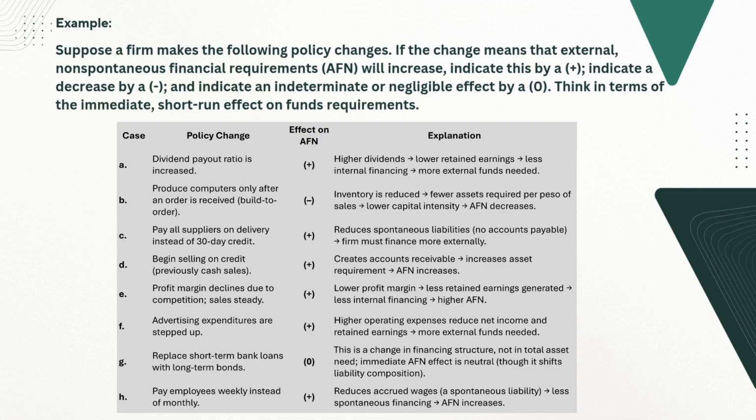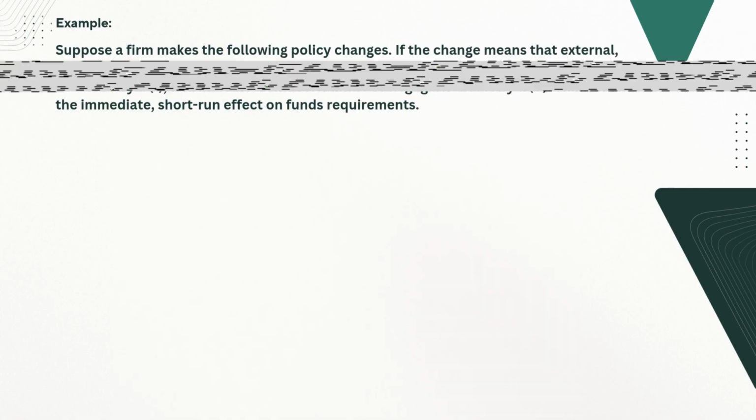So, to wrap up, anything that reduces internal funds or spontaneous financing raises AFN. Anything that reduces asset needs or improves internal financing lowers AFN. And financing structure changes alone often have no direct effect on AFN. So for a takeaway question, looking at your own organizations, which policy, if changed today, would most likely increase your company's AFN requirement?